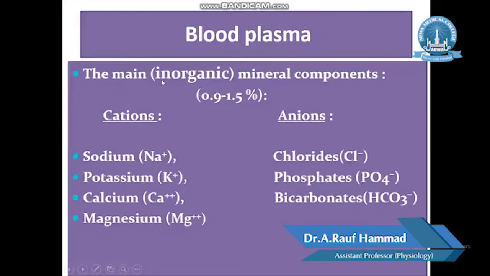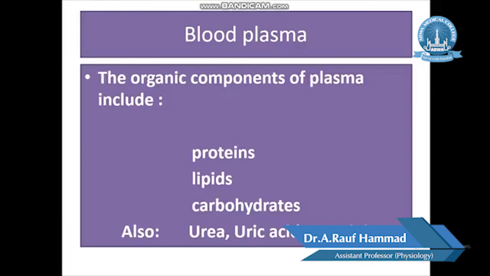The main inorganic mineral components are, in the group of the cations: sodium, potassium, calcium, and magnesium. And in the subgroup of anions: chlorides, phosphates, and bicarbonates. They are present in different compositions, different ratios, in the plasma or blood.